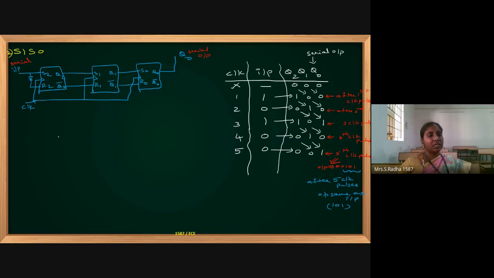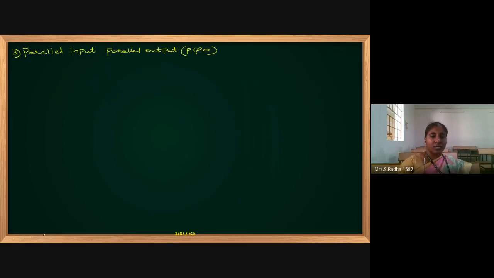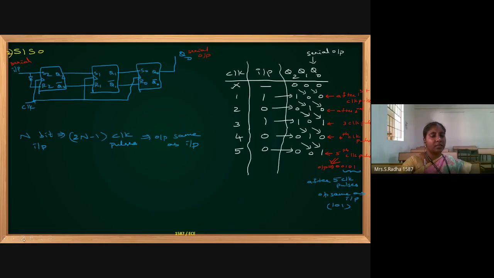So what is the thing? For n-bit input, 5 means I can consider 2n minus 1. We are giving 3-bit input. So pulses are required to get output same as input. So we are taking the output serially. Here we are taking the output serially.